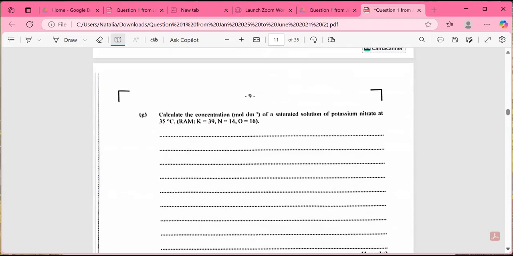Calculate the concentration in moles per dm cubed of a saturated solution of potassium nitrate at 35 degrees Celsius. So moles per dm cubed. We know the mass that dissolves in 100 at 35, and we said that was 48. So 48 grams of KNO3 dissolve in 100 grams of water, right?